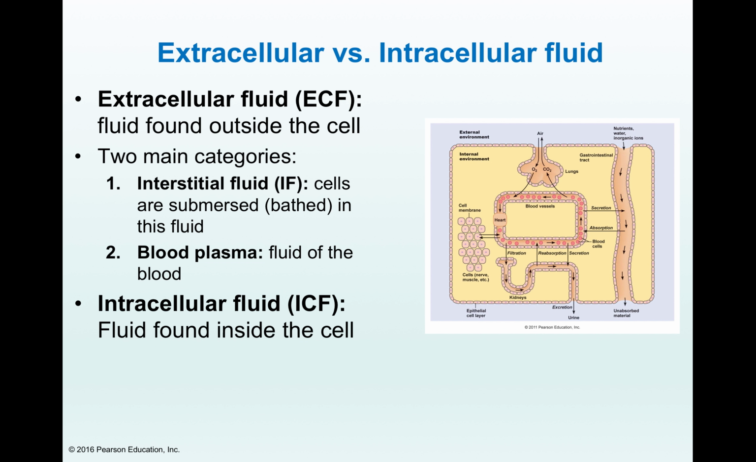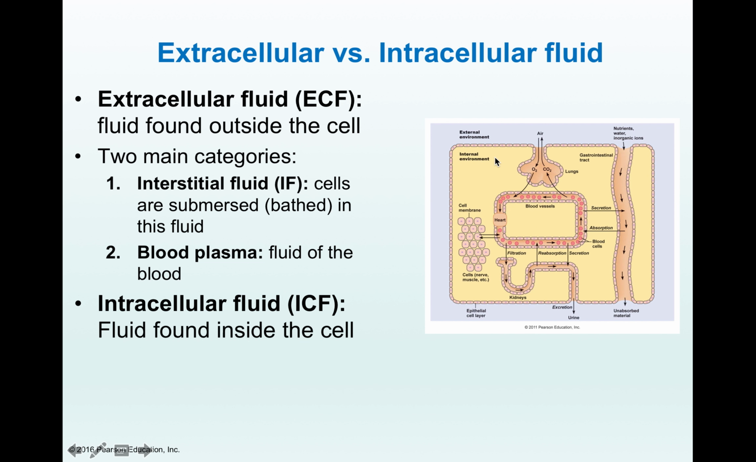Going back to the extracellular fluid, or ECF, there are two main categories. Basically, the fluid that flows within your blood vessels, which we refer to as blood plasma, and the fluid that is found between the cells, which is referred to as interstitial fluid, or IF. Taking a look at this picture, what you see going around is basically the boundary of your body, basically your skin.